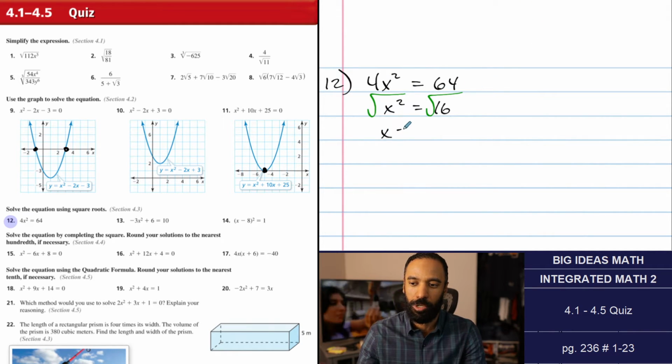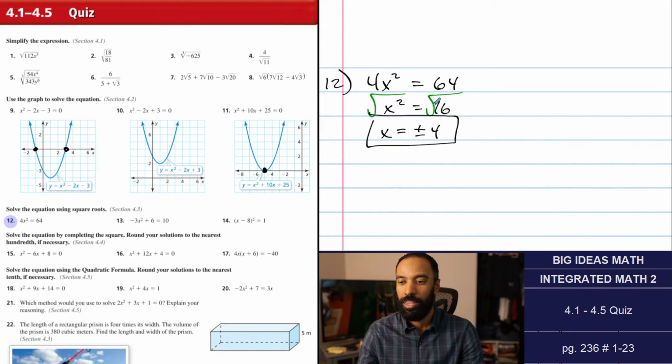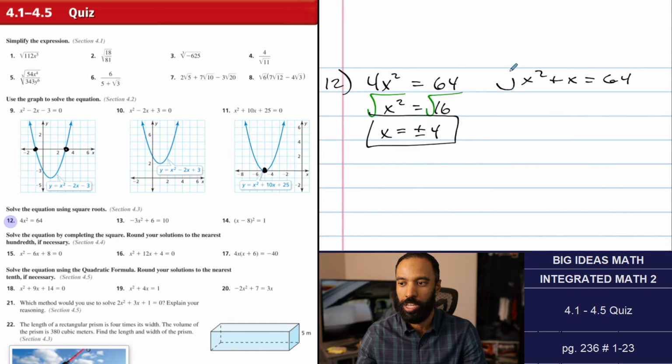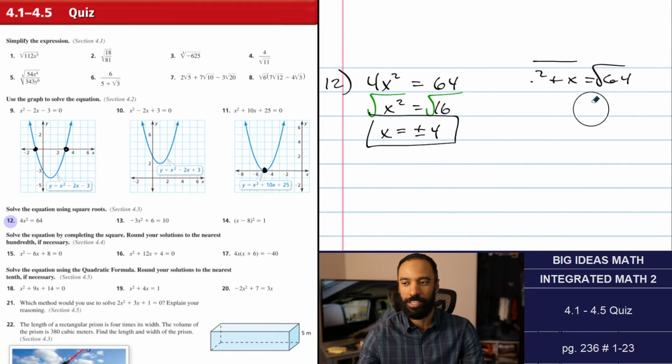Now, students tend to still make mistakes. I say that as my students that I've taught for quite a while, that just because you have, like, if I said x squared plus x equals 64, you're like, take the square root, and this is x plus x, or something. I don't know what happens. That's not allowed, guys. You can't do that.